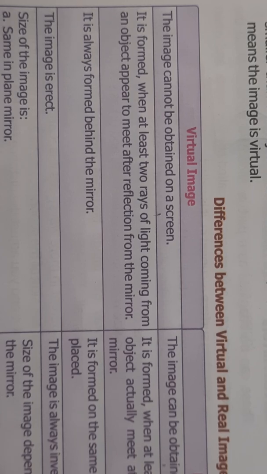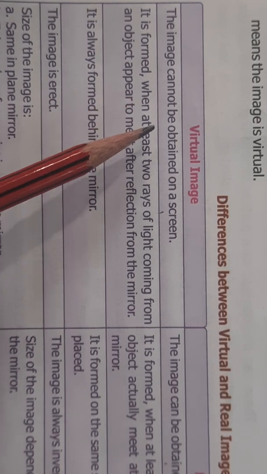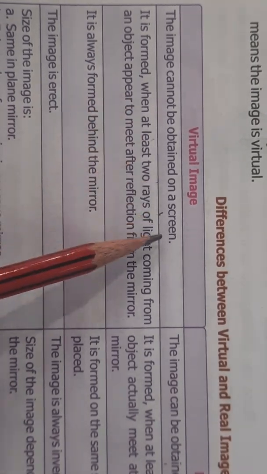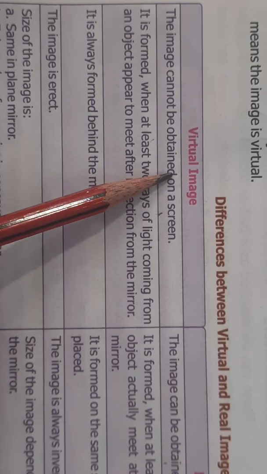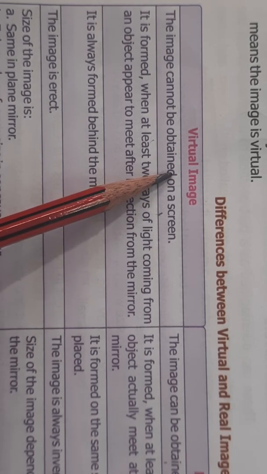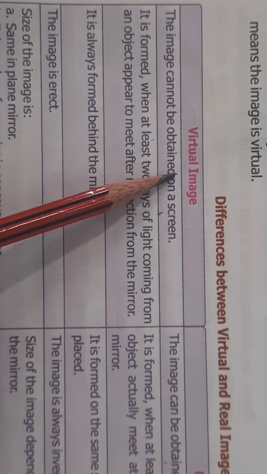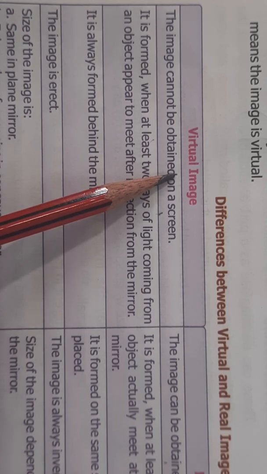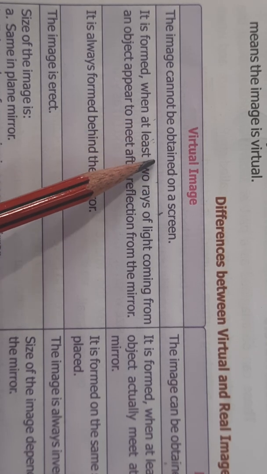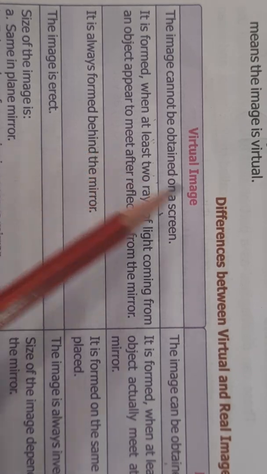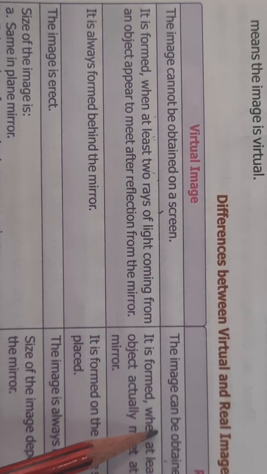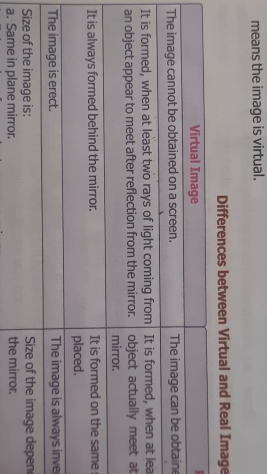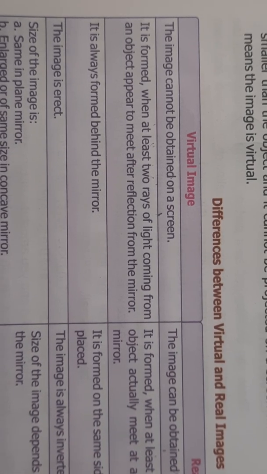Now virtual image means the image that cannot be obtained on a screen. Where did we say this? Yesterday I told you this virtual image is formed in a plane mirror. In a plane mirror, children, if you go and stand in front of the mirror, the image is never obtained on the screen, it is behind the screen, behind the screen it is formed. Whereas a real image can be obtained on a screen. A real image you can always obtain on a screen.